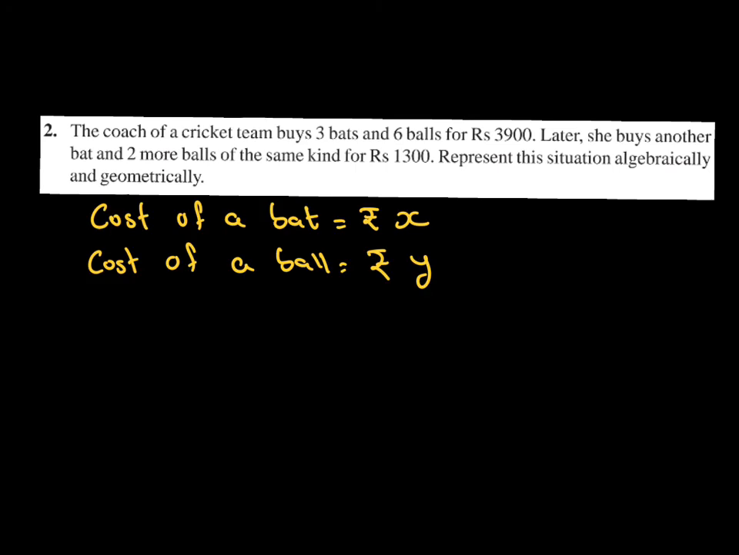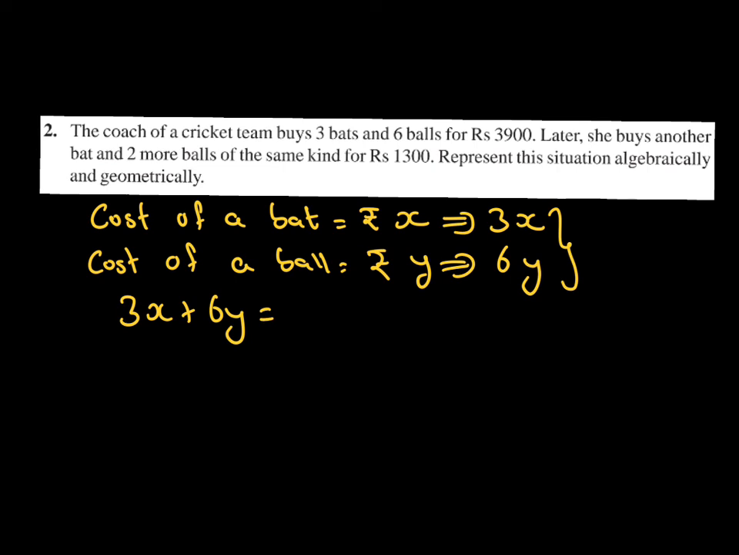Let the cost of a bat be x rupees and the cost of a ball be y rupees. So 3 bats will cost 3x and 6 balls will cost 6y. Together their cost is 3,900. So this can be written as 3x + 6y = 3,900 rupees.